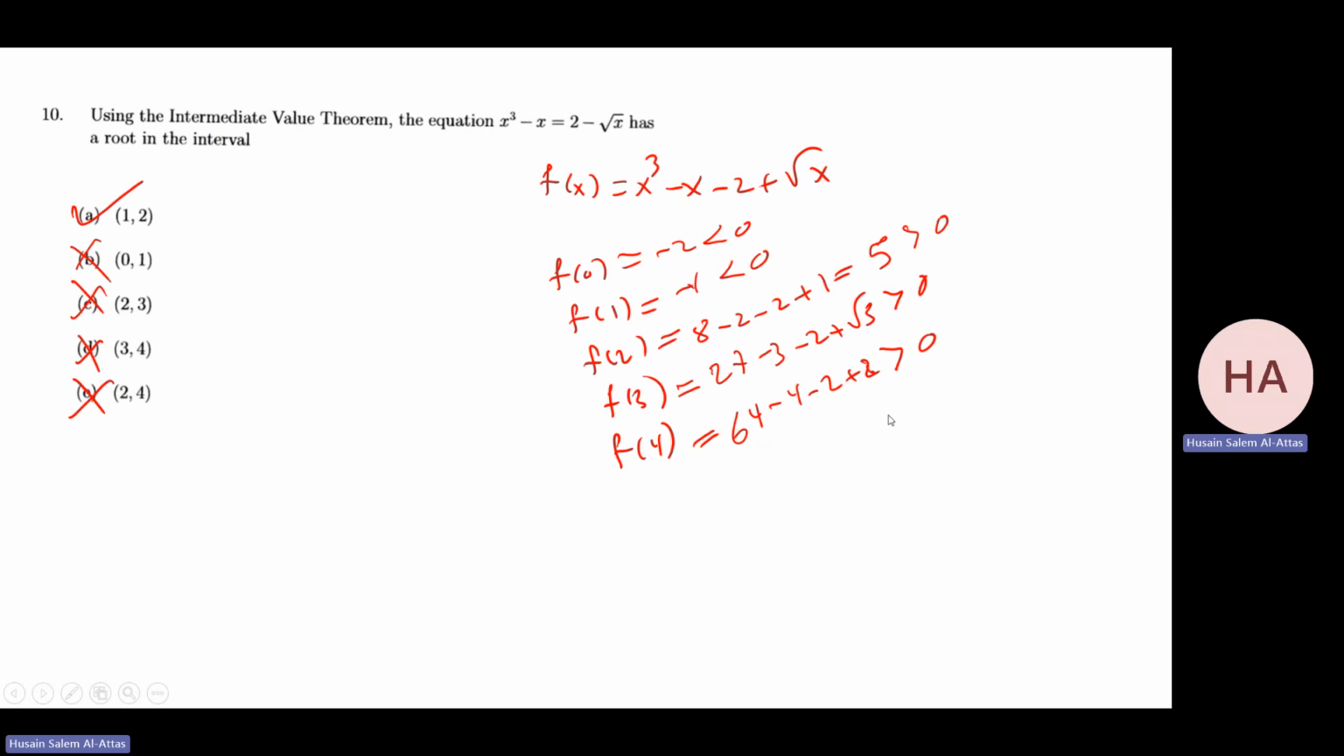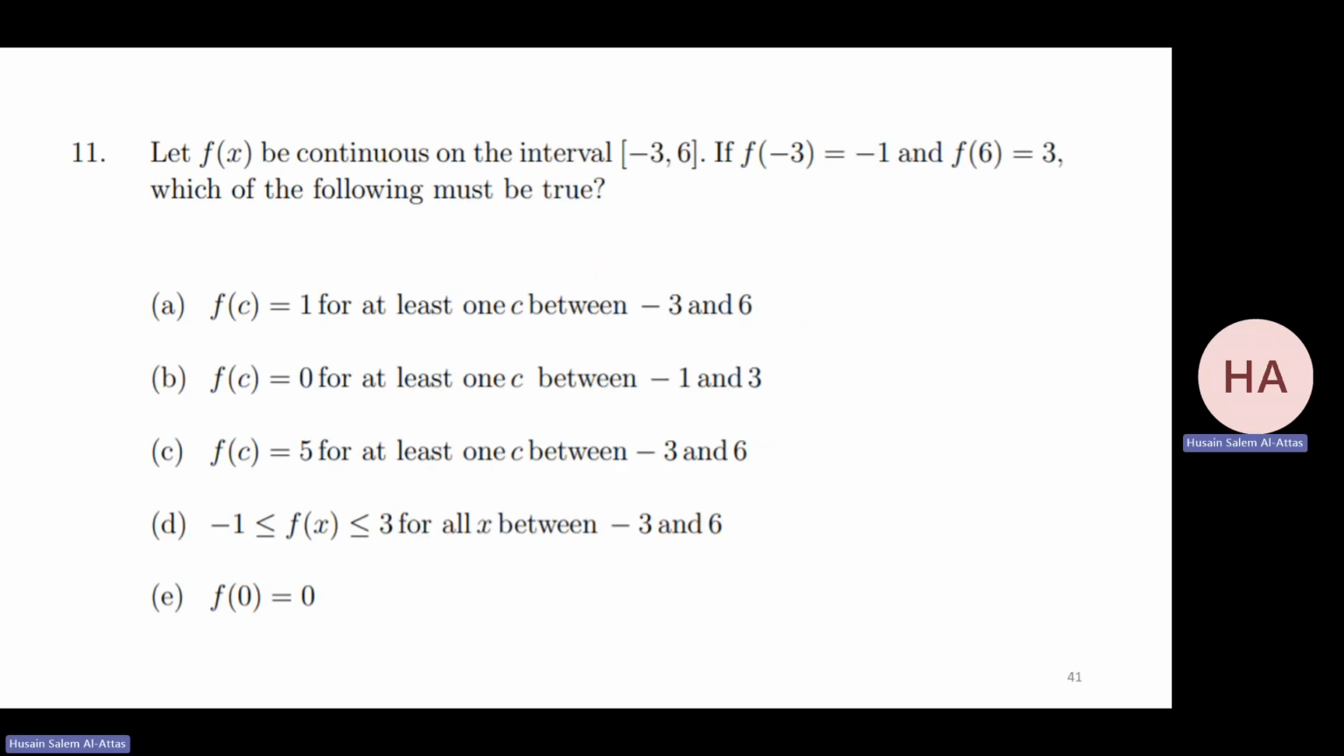Continue doing this. We finish this slide. We'll go to the next one. We have now a function that is continuous in this interval, f of minus 3 equals minus 1, f of 6 equals 3. Then the following must be true and always true. Okay, let us graph the function, graph all the information given.